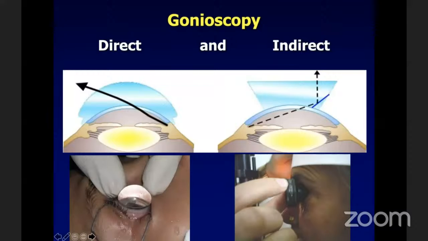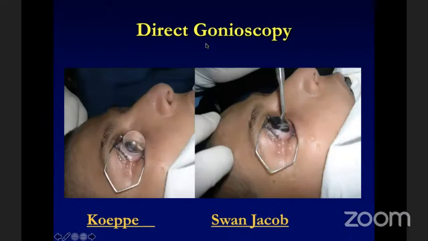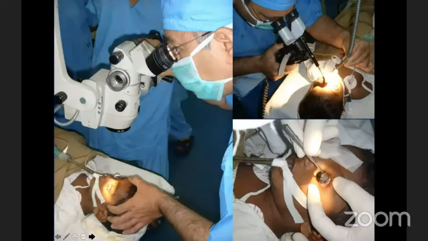Gonioscopy is basically divided into 2 broad categories: direct gonioscopy with the Koeppe lenses, which we do like examination under anesthesia, and the indirect lenses which we commonly do in the OPD on the slit lamp. The indirect ones have a mirror and they give you an inverted image. This is an example of direct gonioscopy. This is the Koeppe lens being used, and this is the Swan-Jacob lens being used for a patient under anesthesia.